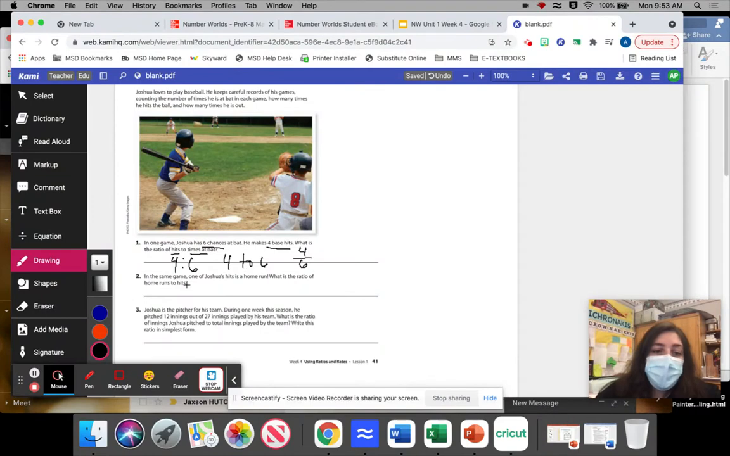Second question, in the same game, one of Joshua's hits is a home run. What is the ratio of home runs to hits? So we want to know ratio of home runs.